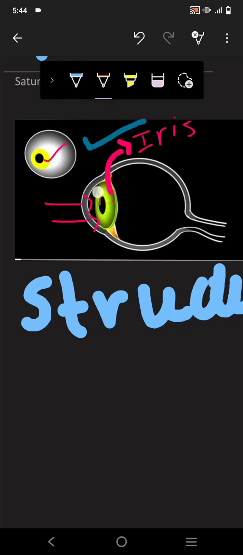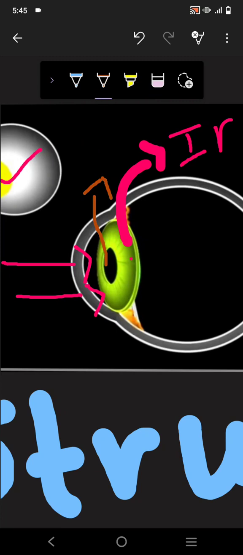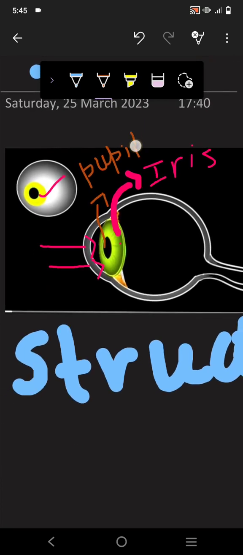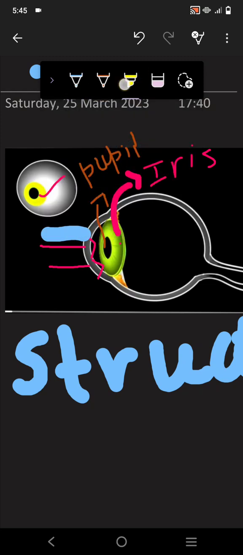Now this part is known as the pupil. Okay, so this is known as pupil. I'm very bad at writing. Pupil. So this is what your pupil looks like. This is the pupil.